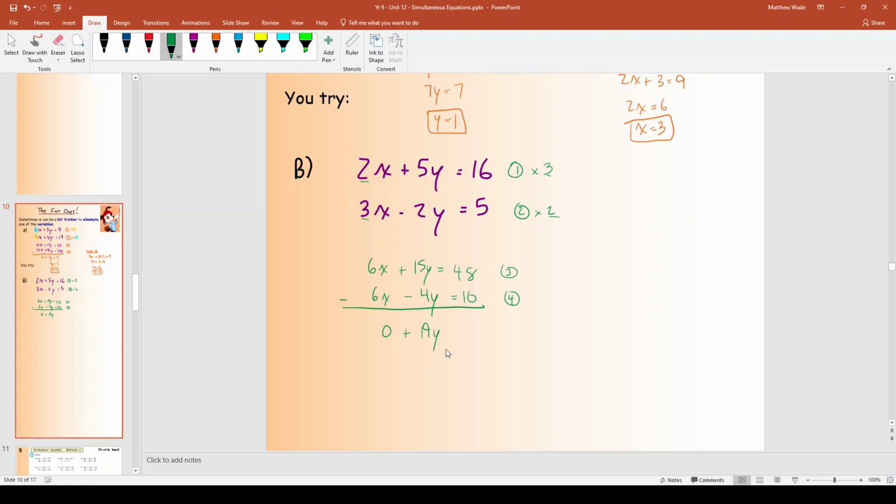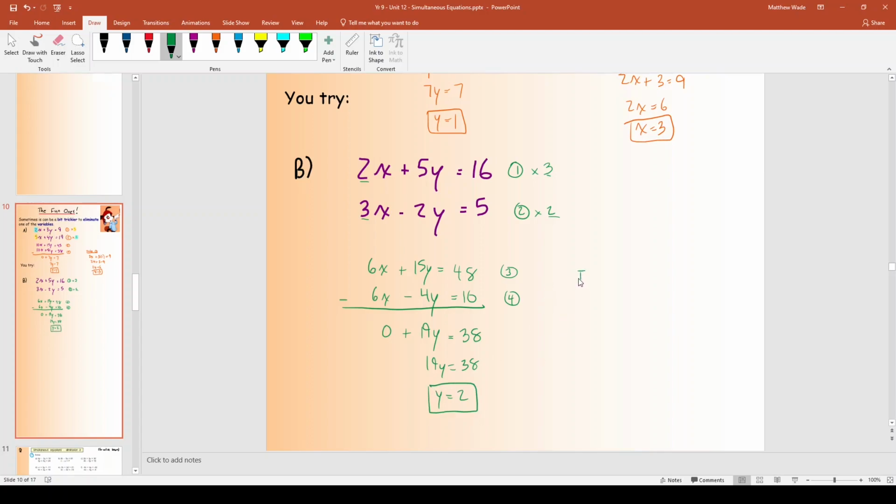Cool, cool, cool. And here we go. 48, take 10, is 38. So 19y is 38, which means that y equals, and it actually does go in evenly, 2. Yeah? y is 2.